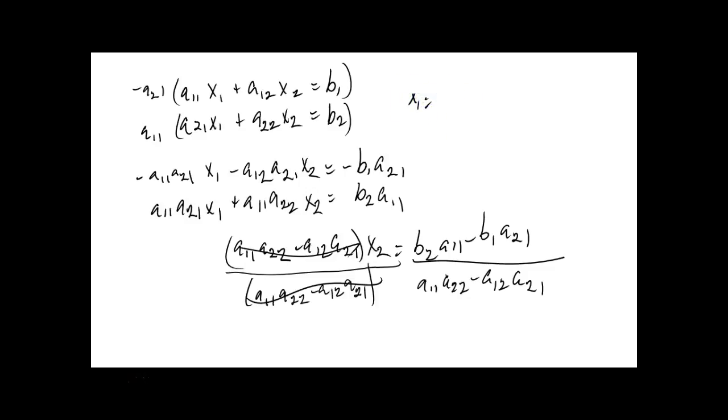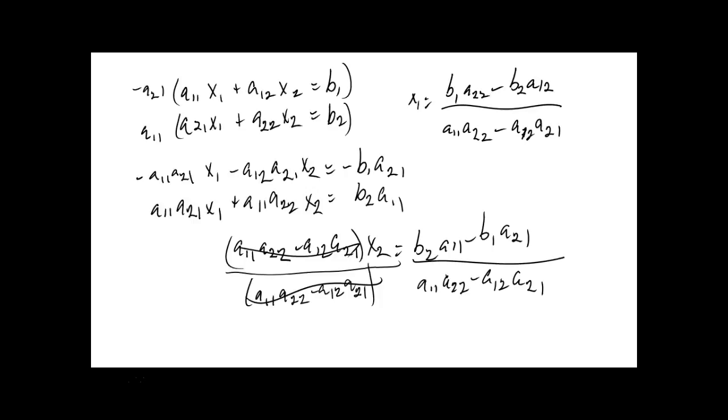X1 equals B1 A22 minus B2 A12 over A11 A22 minus A12 A21. Yeah. Well, they put them in reverse order, but it's okay.